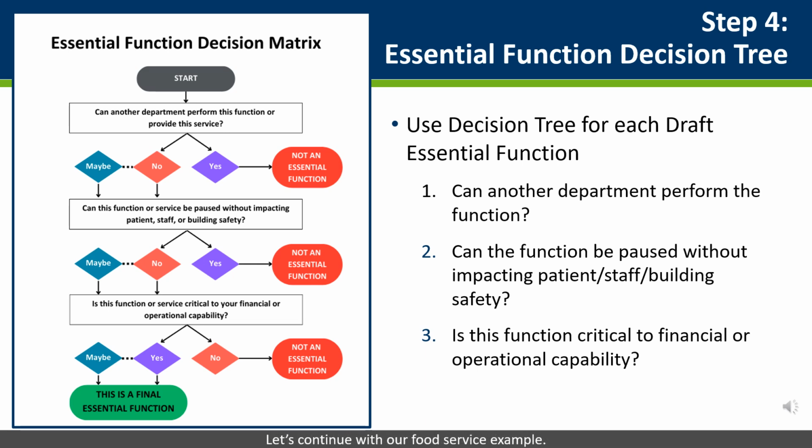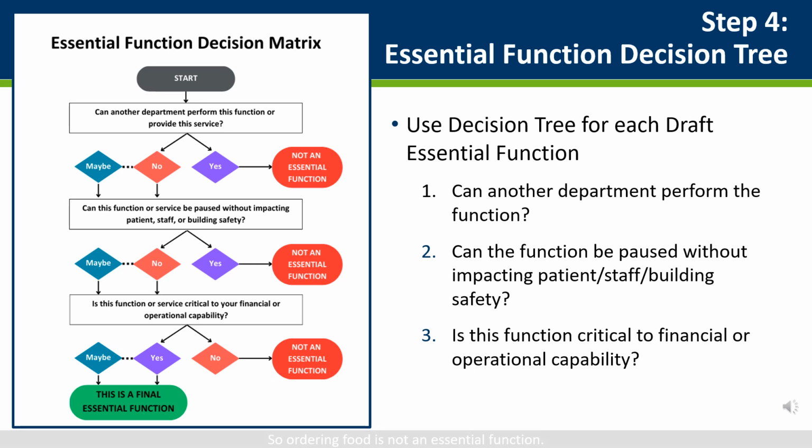Let's continue with our food service example. We identified 4 supporting essential activities for food service: ordering food, preparing food, serving food, and cleaning up. Let's use the decision tree for each one. First, ordering food. Question number 1, can another department perform this function or provide this service? I would say yes. With some training, another department could order food. So ordering food is not an essential function.